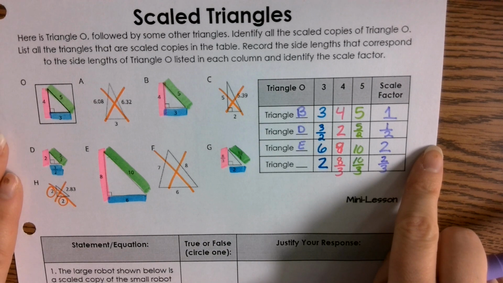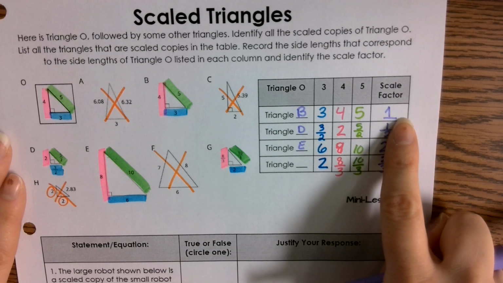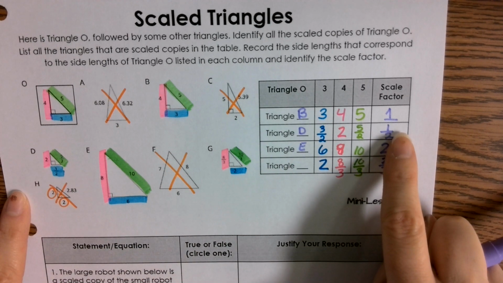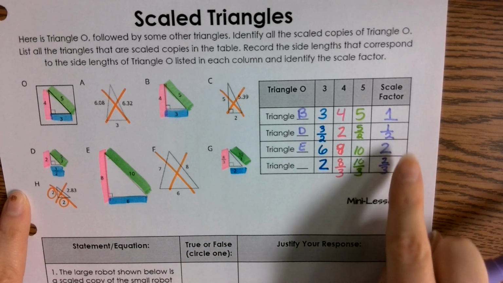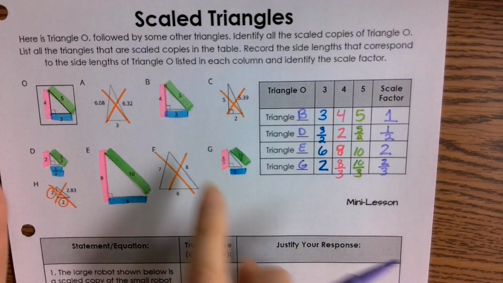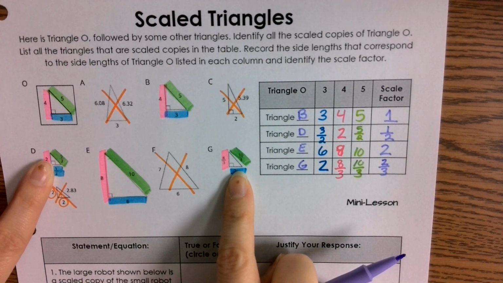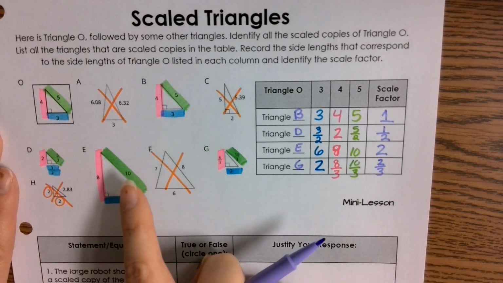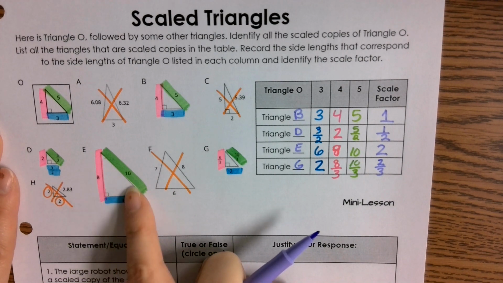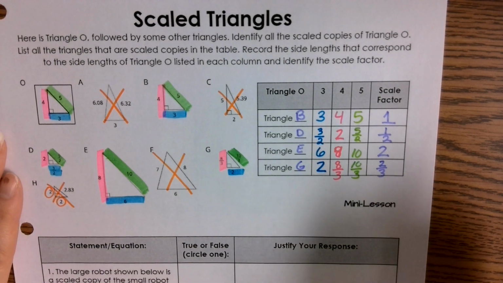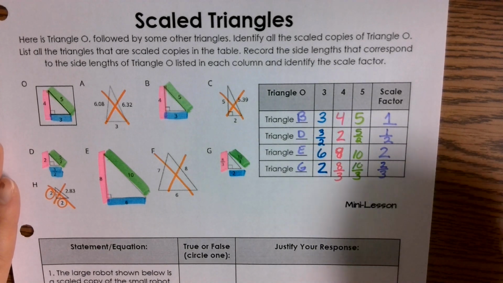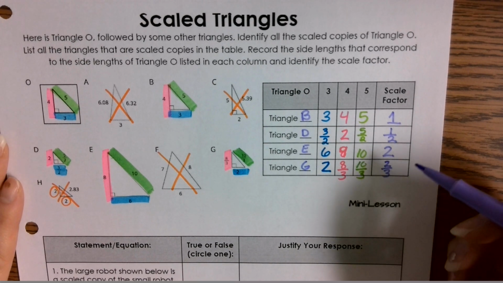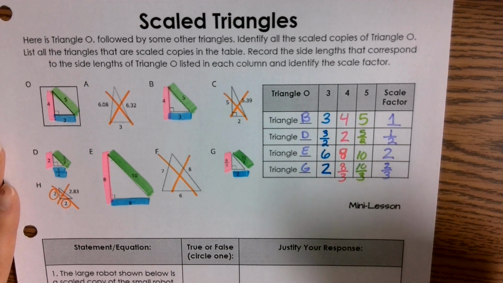Let's look back at the picture. Notice that when our scale factor was a 1, did the size change? No. When the scale factor was less than 1, so triangle D and triangle G, the triangle got smaller. And when the scale factor was bigger than 1, the triangle got larger. Yesterday we talked about that: if your scale factor is greater than 1, it's going to increase or enlarge your scale. If your scale factor is less than 1, it's going to reduce the size.